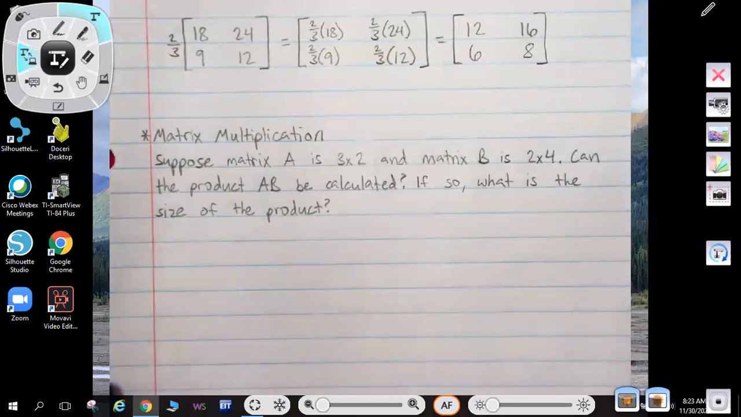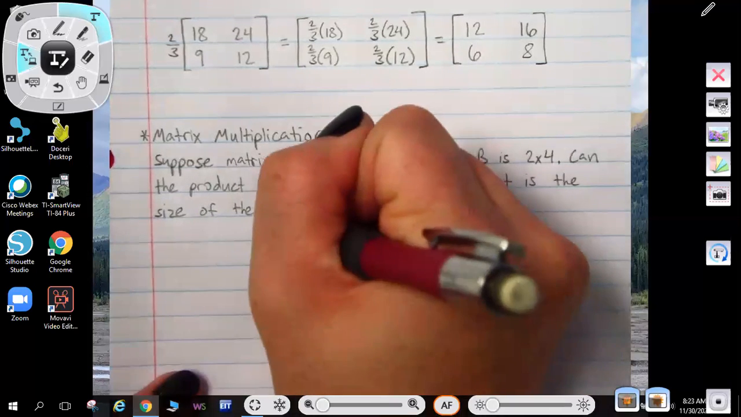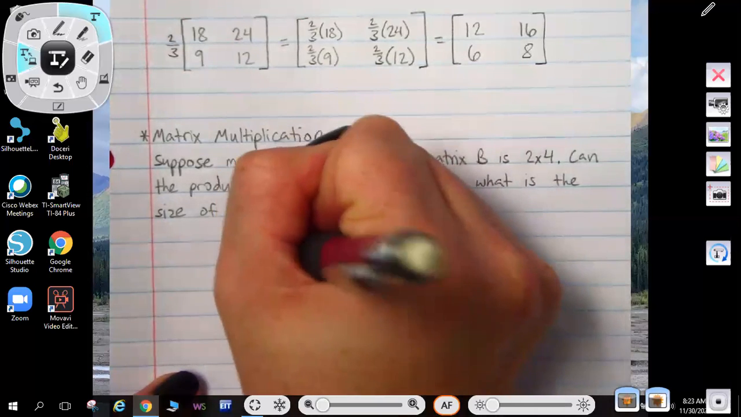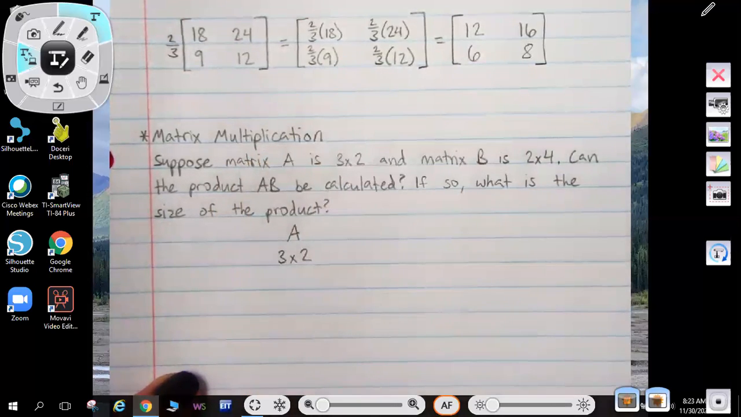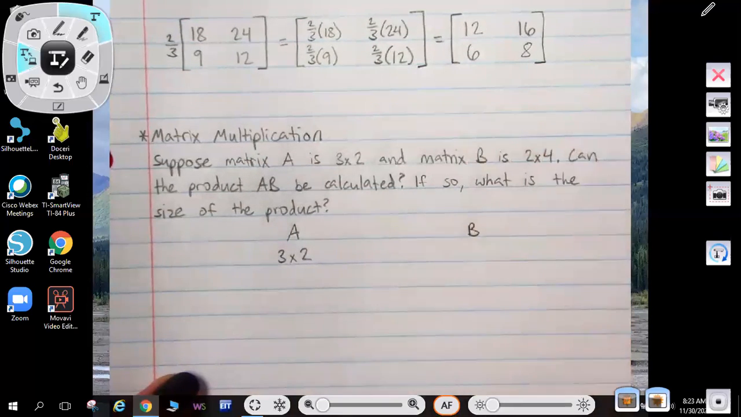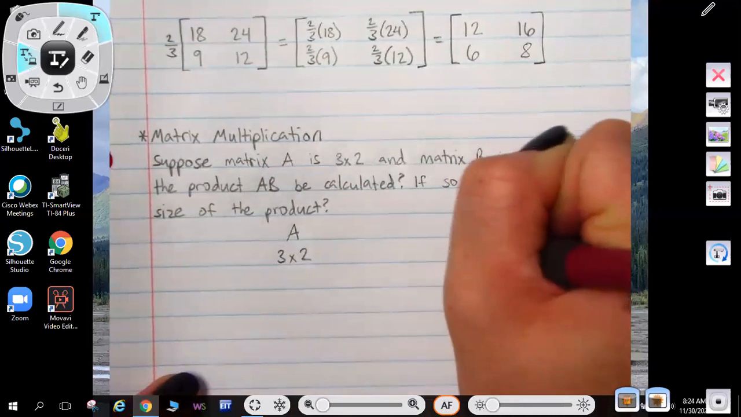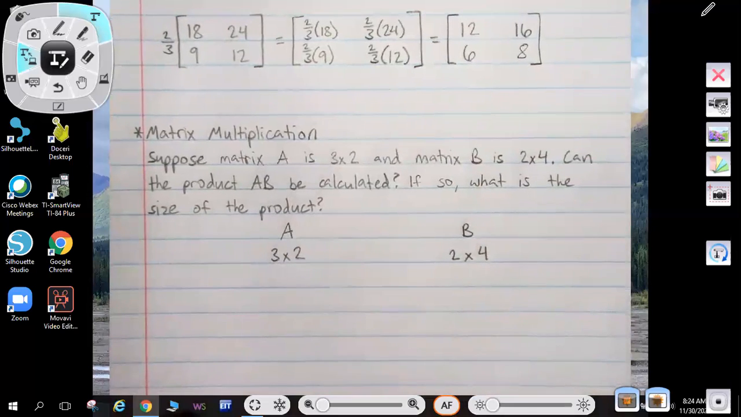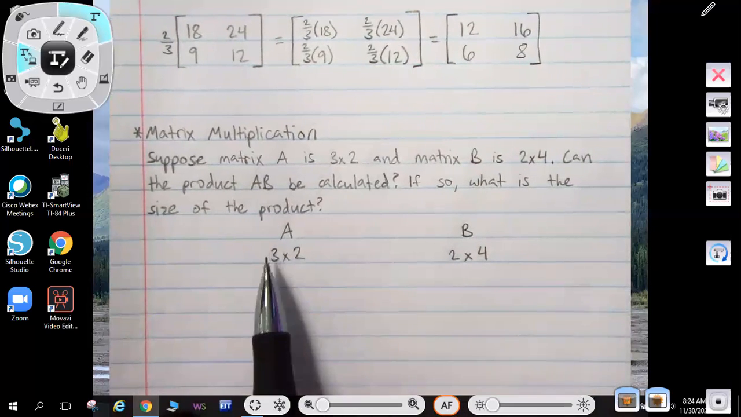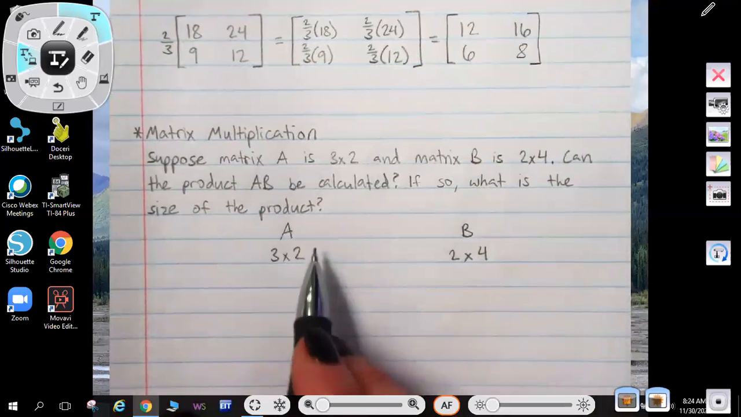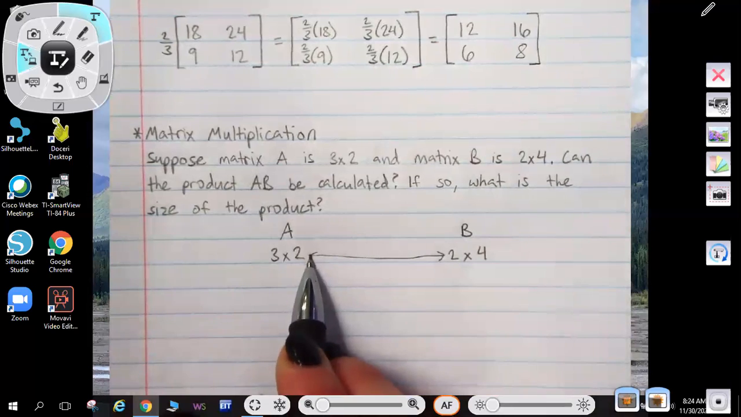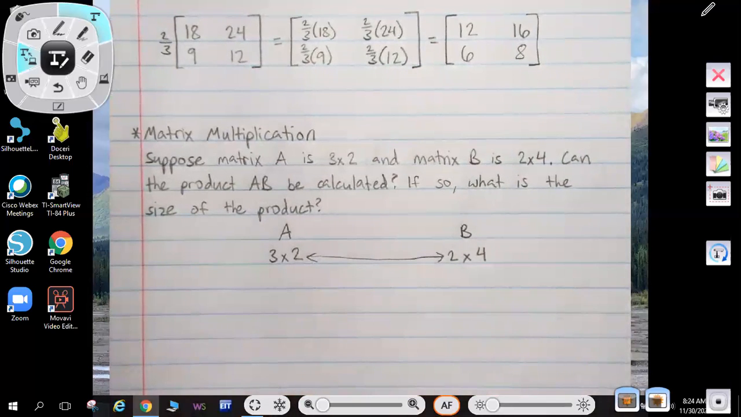Here is what you have to look at when you're multiplying two matrices together. So we have matrix A, that is a 3 by 2 matrix. And matrix B is a 2 by 4. And since we're multiplying A times B, we write them in this order. A comes first and then B. So when you write the dimensions, the two numbers on the inside have to match.